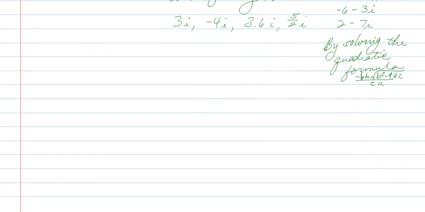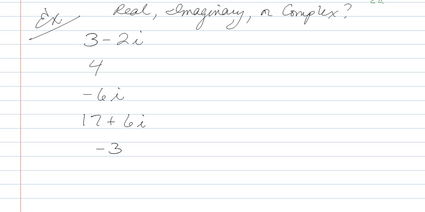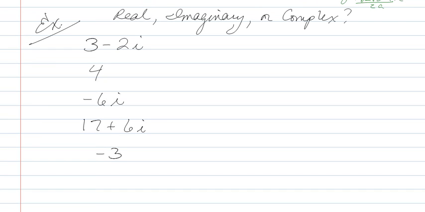So let's do a couple of examples and just make sure you're on board with what's what. So take a look at 3 minus 2i, 4, negative 6i, 17 plus 6i, and negative 3. And I want you to tell me, are they real, imaginary, or complex? Well, you don't have to tell me. I'm never going to know. So if you want to make sure that you're understanding what we're doing, pause it, come back, and identify each one of those as real, imaginary, or complex. So I'll assume you've done that.